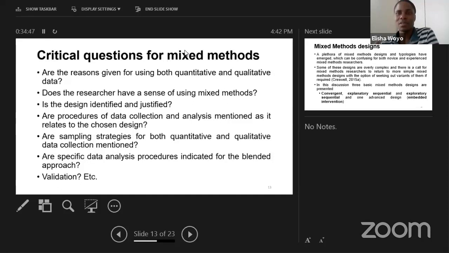The sampling strategies: you need to think of sampling strategies for the qualitative side. You need to think of sampling strategies for the quantitative side, because you are blending that. And unfortunately, you can't simply say, because I have used that and I am using this, unless it is properly justified. So the sampling strategies, the methods of selection, need to speak to the design. They need to speak to the methodology, which in this case is a blended one. Are there specific data analysis procedures that you have indicated? You should be in a position to indicate how the qualitative data is going to be analyzed, how the quantitative data is also going to be analyzed, as well as the issues of validation, et cetera.